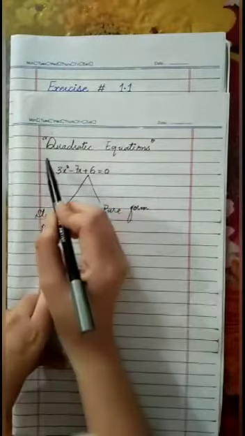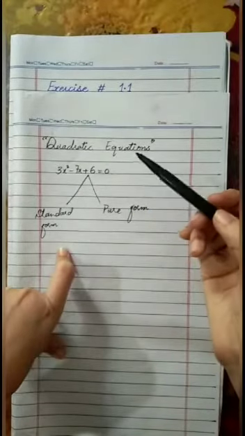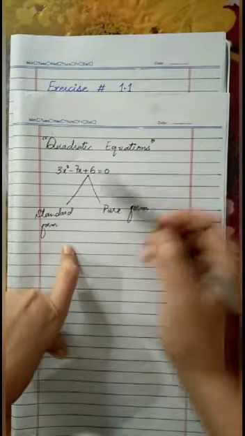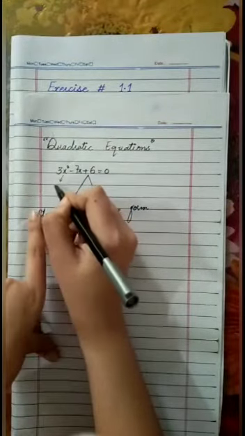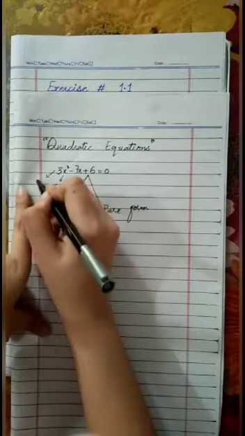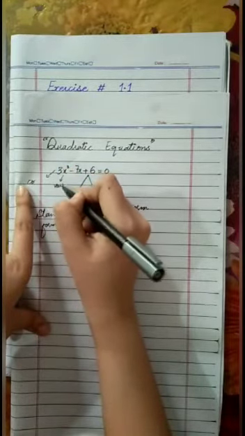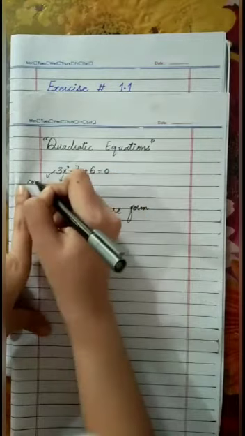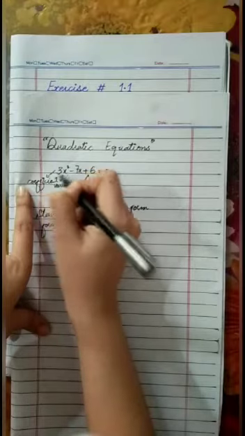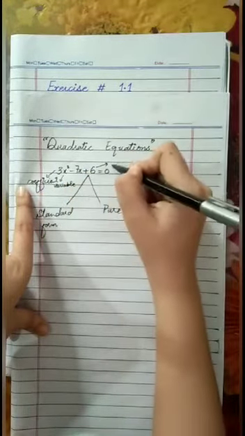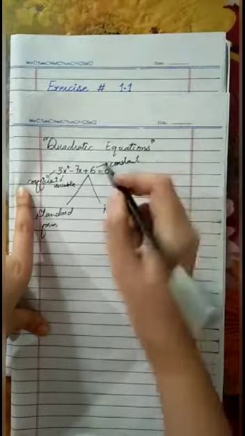Students, is clear? Quadratic equations, those equations which contain the square of variable quantity, means variable here in this equation, it is variable, it is coefficient, and this one is constant because it is alone.